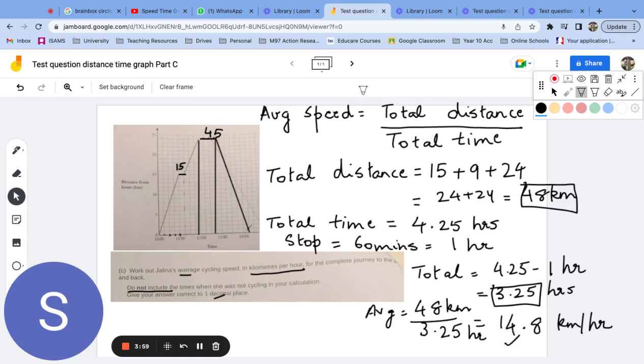Please remember the formula of the average speed and also how to calculate it. If it says do not include the times when the distance is not increasing, please make sure you calculate how much the stopping time is.